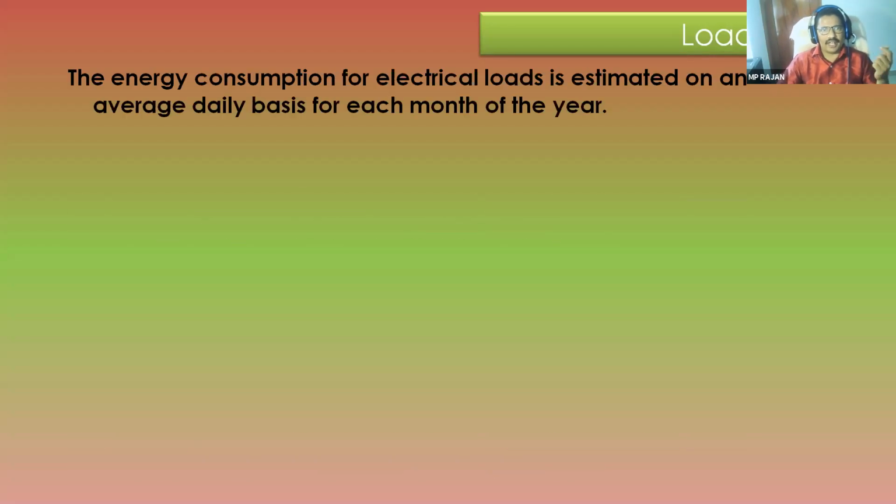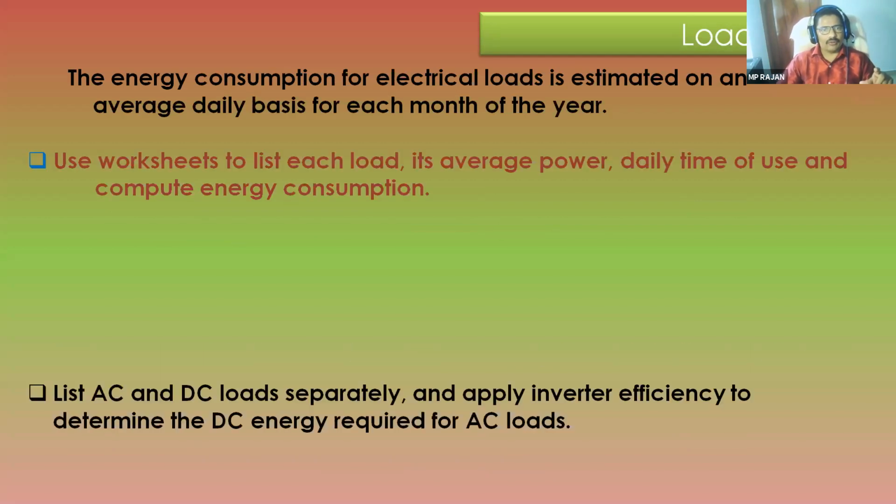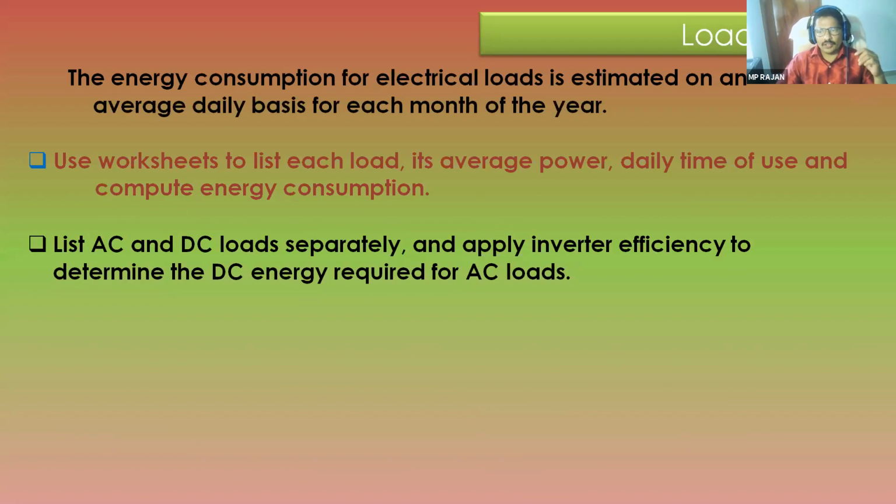So load analysis, the energy consumption for electrical load is estimated on an average daily basis. I said already. Okay, so you may be having AC load and DC load also. Maximum we are using AC load. हमारा घर में AC load ज़्यादा है. DC load nowadays it is getting popular. DC loads are also there. Inverter is not giving any DC output. तो इन्वर्टर का डिसाइड करते समय you should consider only AC load.